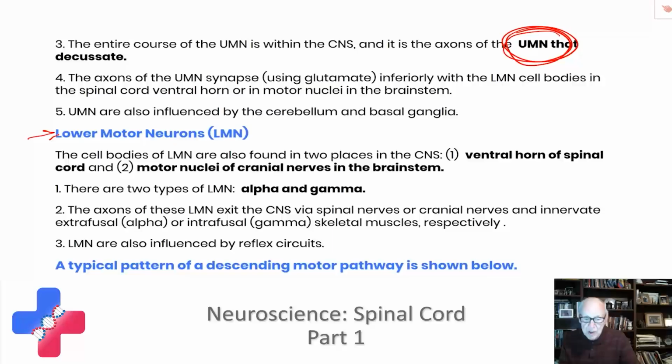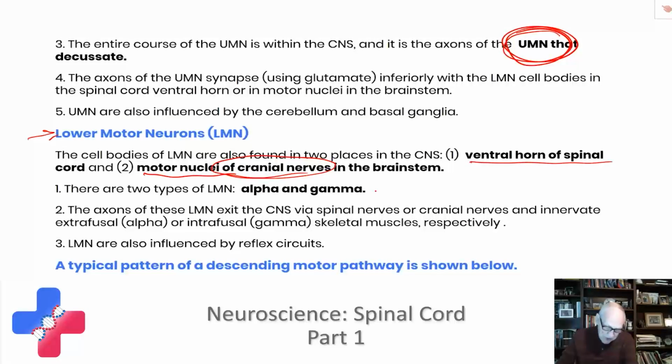Now the lower motor neurons, like upper motor neurons, have cell bodies somewhere. And like the upper, they are found in two places: the ventral horn of the spinal cord, and we know that's where alpha and gamma are. That's, again, our primary focal point. And then a few days later, we will mention some of these critical cranial nerve lower motor neuron nuclei as well. And of course, there are two types of these, whether it's in the spinal nerves or the cranial nerves, they are alpha and gamma.